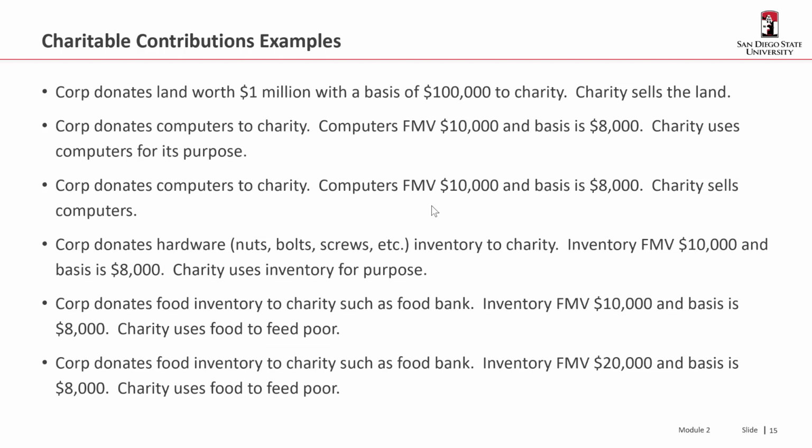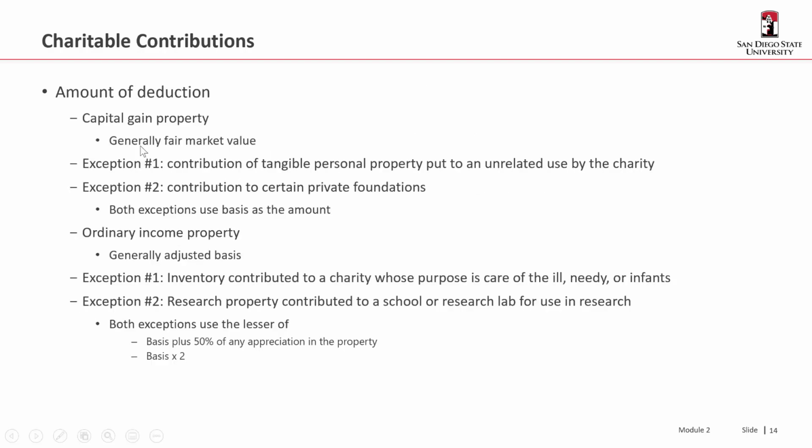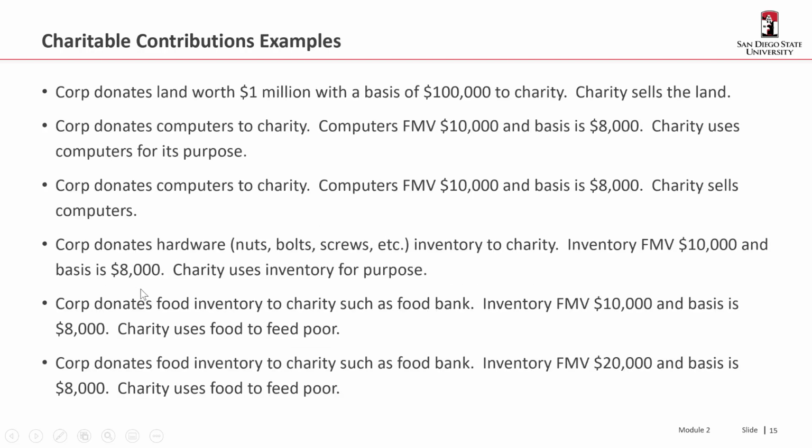A corporation donates hardware, nuts, bolts, screws, etc., inventory to charity. So this is the instance, think of it like it's Home Depot, and they're donating part of their inventory to charity. The inventory's market value is $10,000. The basis is $8,000. The charity uses the inventory for its purpose. So in this case, we're going to try to meet one of these other exceptions. We do have ordinary income property. It is inventory. However, it's not for the ill, the needy, or infants. And so as a result, that's going to go out at basis, $8,000.